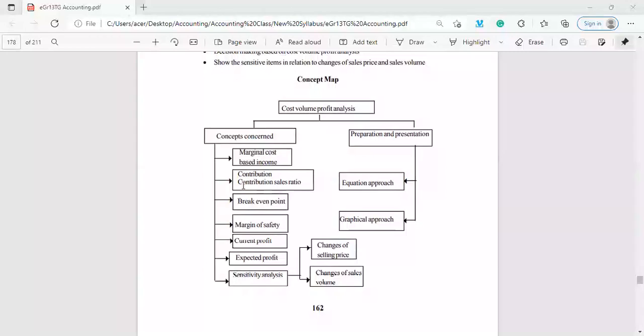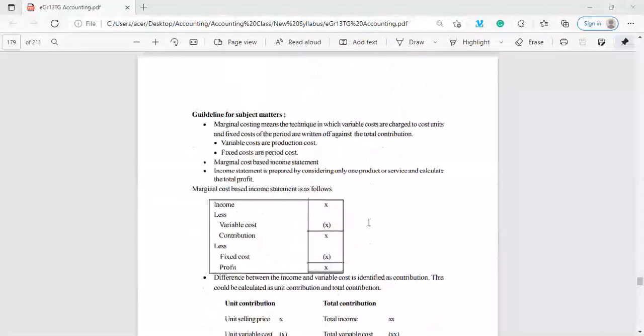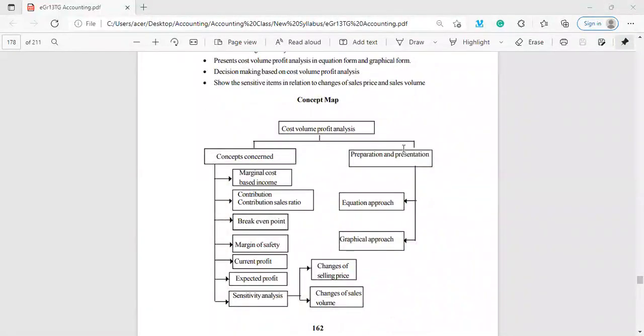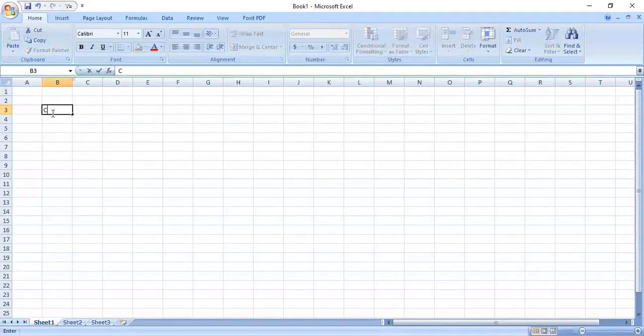So cost volume profit, as I said, is sometimes called marginal cost based income, and you have to learn these concepts: contribution sales ratio, contribution, break even point, margin of safety, current and expected profit, and the sensitivity analysis, right? And we can do this using the equation method and graphical approach. Okay, I'm now moving to the Excel. There is a format that you have to learn. Is my Excel visible to you?